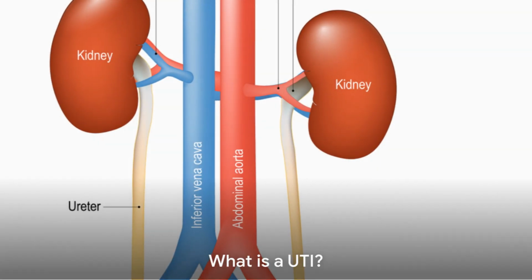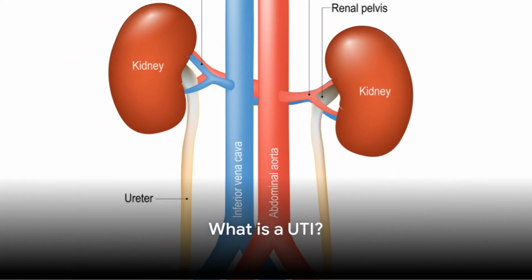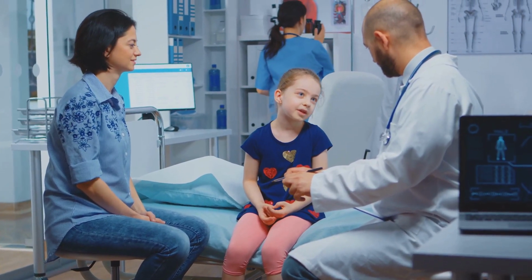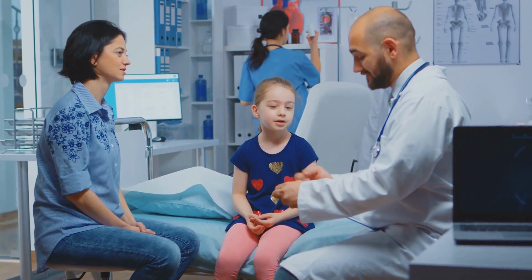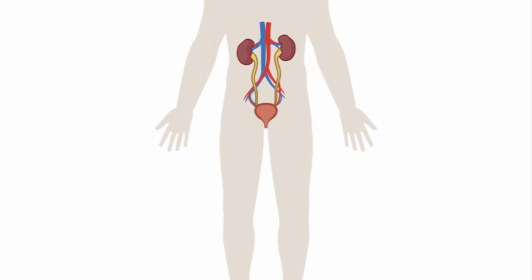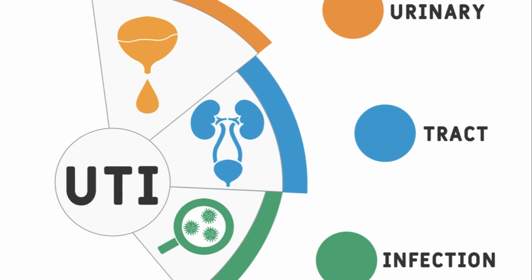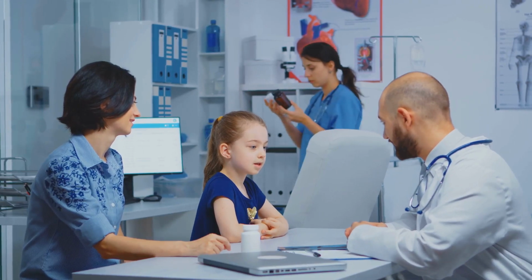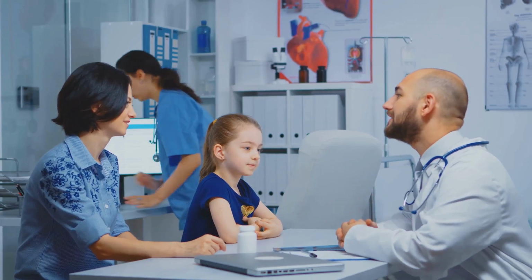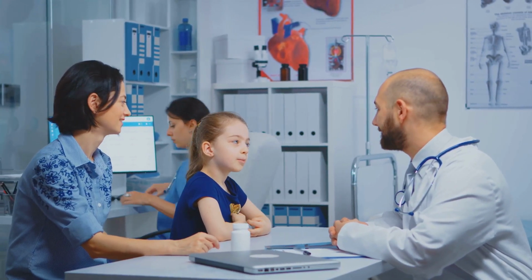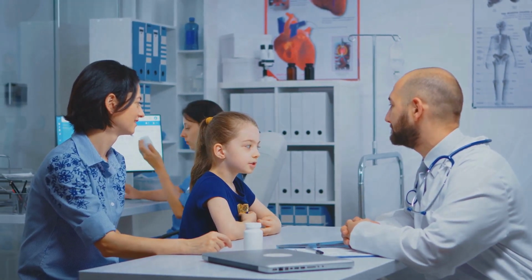Now, first and foremost, what is a UTI? In simple terms, a urinary tract infection is an infection that affects any part of the urinary system. And this system is composed of the kidneys, bladder, ureters, and urethra. While UTIs can affect anyone, they are relatively common in children, making it a significant concern for parents worldwide.